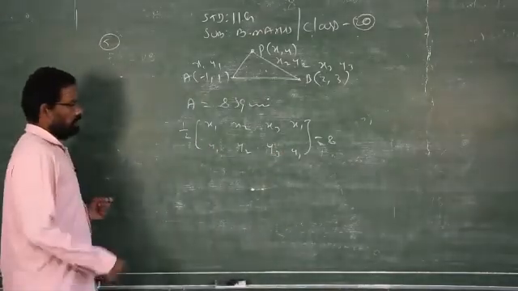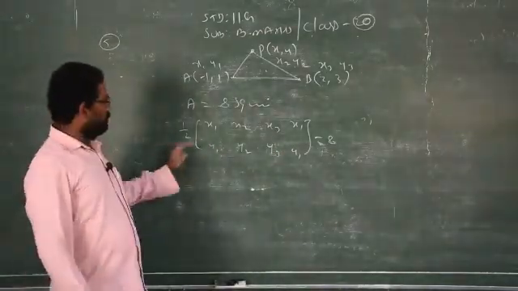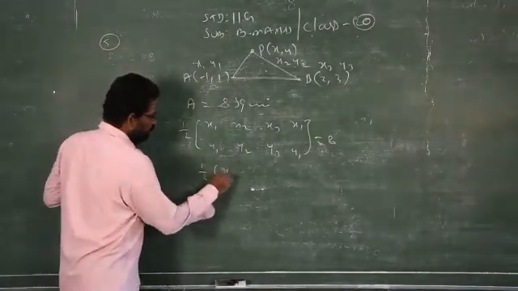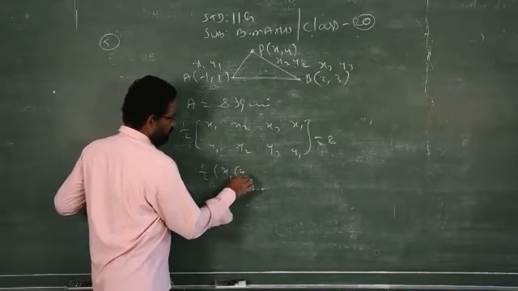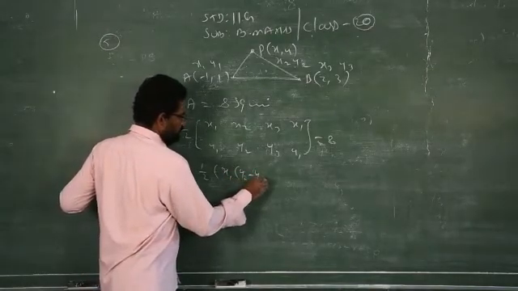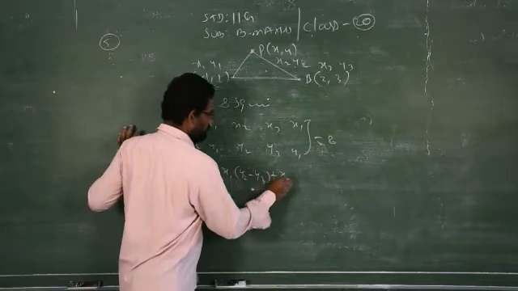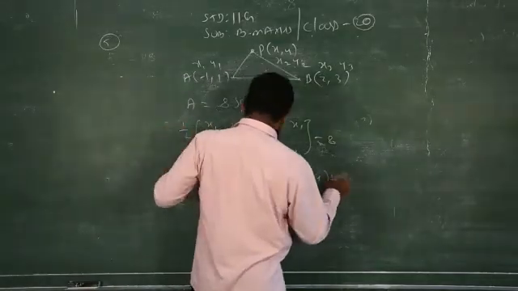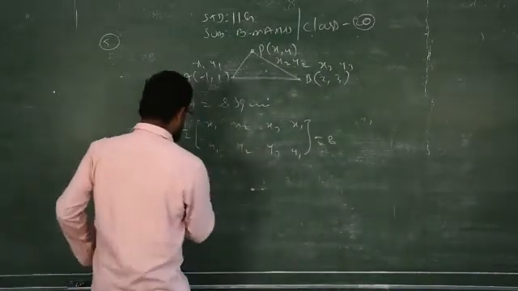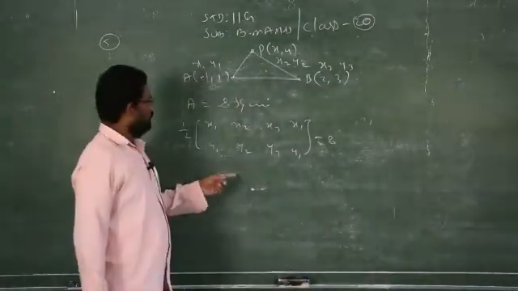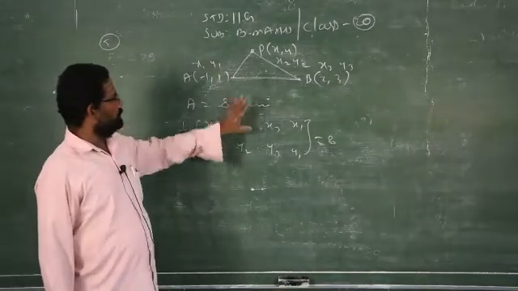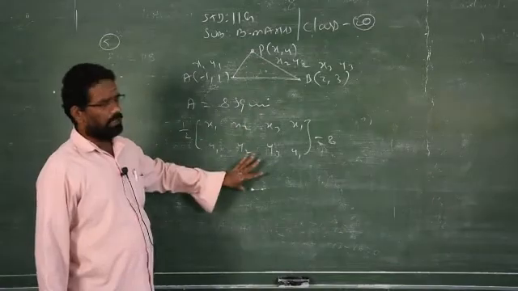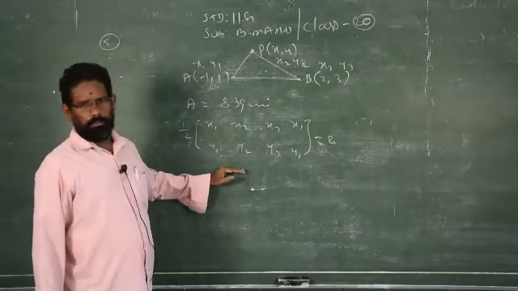Another formula is also there, in another format that you studied: half of x1 times (y2 minus y3) plus x2 times (y3 minus y1) plus x3 times (y1 minus y2). You know this very well. Just substitute these values in this formula. This is nothing new for you, you already did it in 10th standard. Please complete this problem.